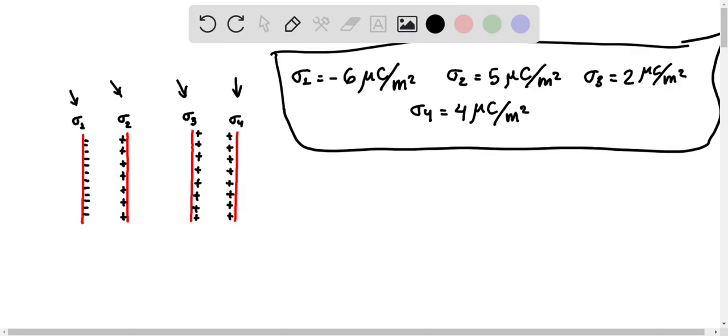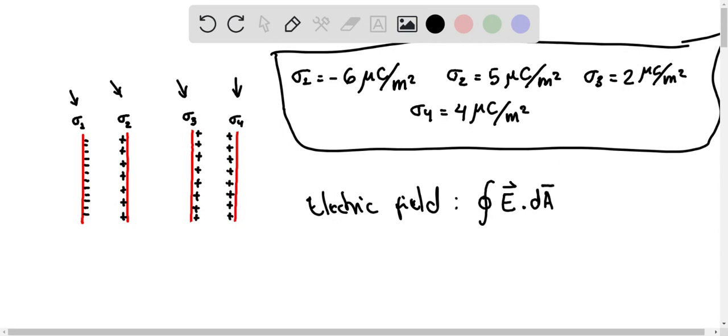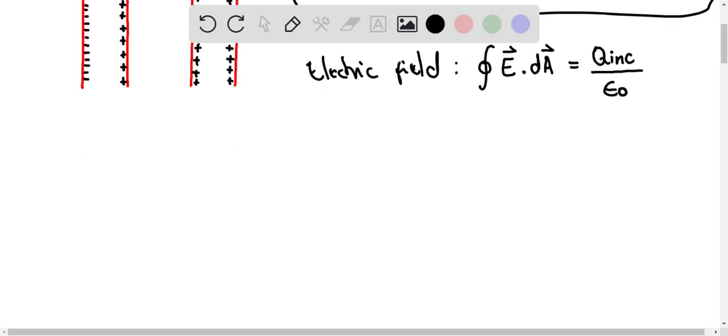We can obtain the electric field through Gauss' law. Gauss' law tells us that the closed integral of the product between the electric field vector and a differential vector area is equal to the enclosed charge over epsilon zero. To get an idea of what this is, we're just going to draw.